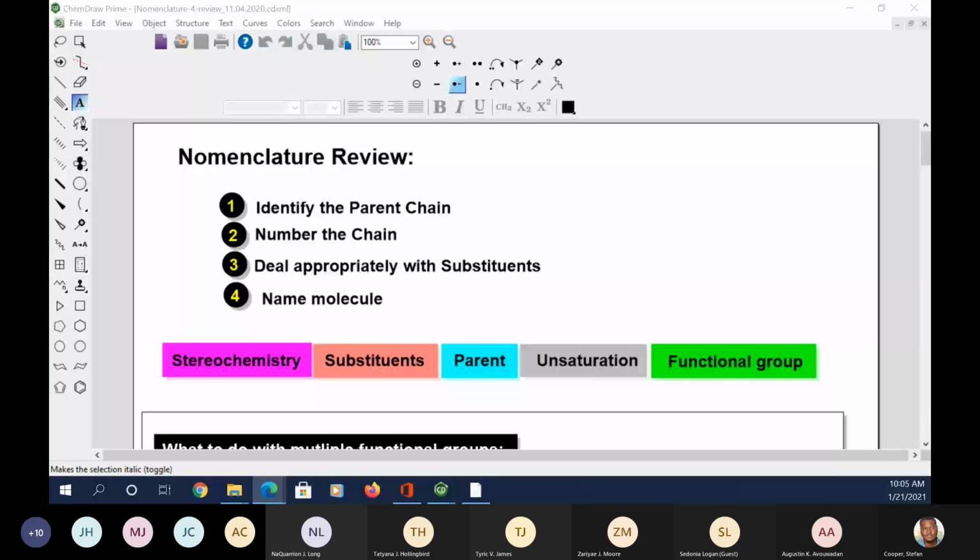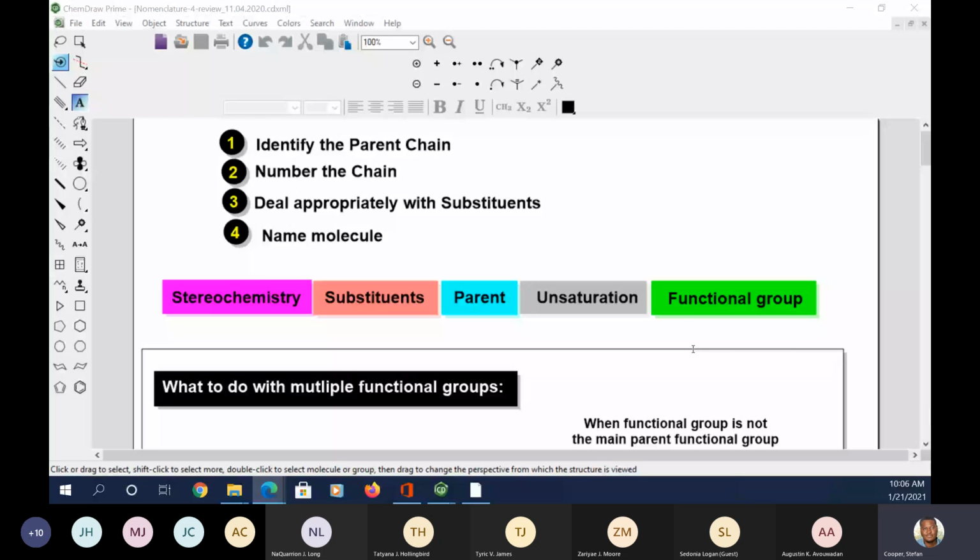Okay, great. So rule 4, when it comes to naming the molecule, all right, at this point, we have all these things to do to name the molecule appropriately. We need to deal with any stereochemistry first, deal with our substituents, then give the parent root name, deal with any unsaturation. We'll talk about that shortly. That's double bonds, triple bonds, all right? And then lastly, we need the suffix for our functional groups, all right? So we'll come back to this.